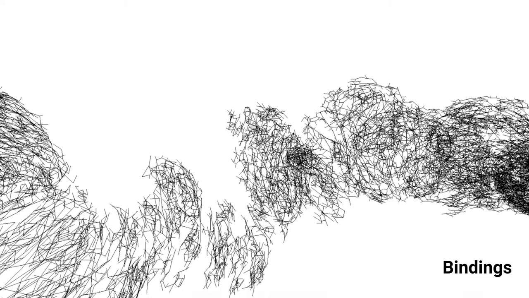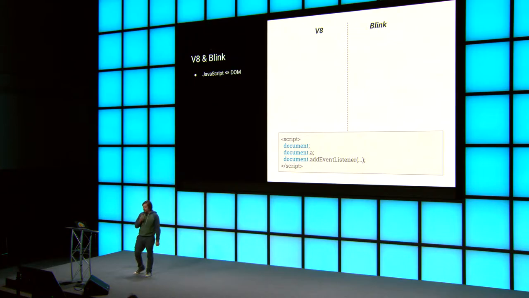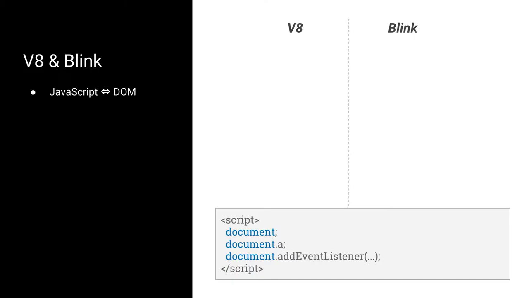This involves bindings. Bindings do a lot of things. They make sure that our calling conventions are consistent, through automatically generated code, but they also deal with memory management. That means they also deal with the way V8 and Blink are connected with respect to memory management. Whenever we have JavaScript and the DOM and any mutation is going on there, the bindings are involved. So here we have a document, a property access on document, and an add event listener call. What this usually means is that V8 and Blink are both involved, and they both have separate heaps. V8 has its own heap for JavaScript objects, and Blink has its heap for DOM objects.